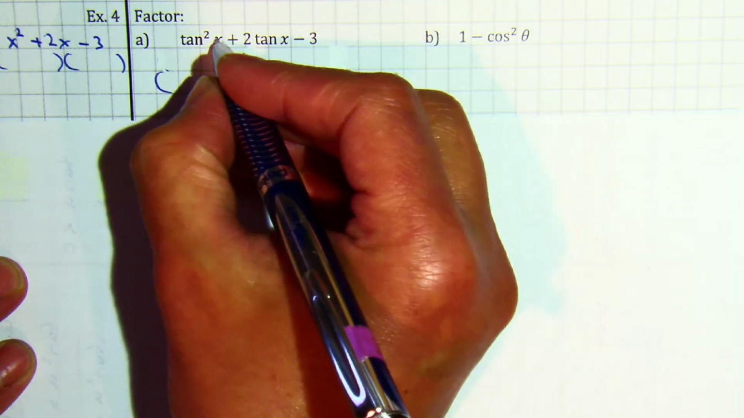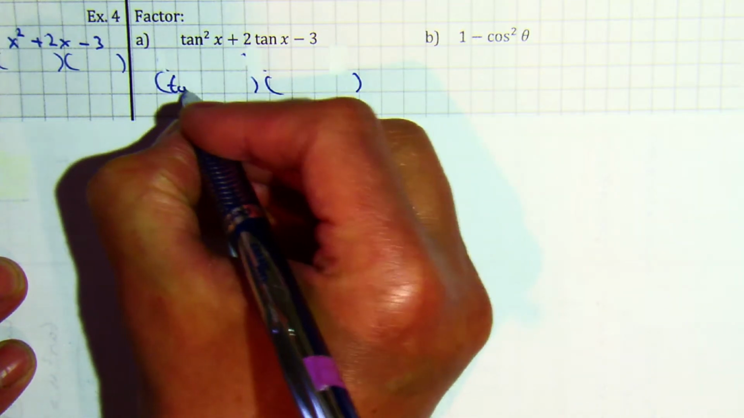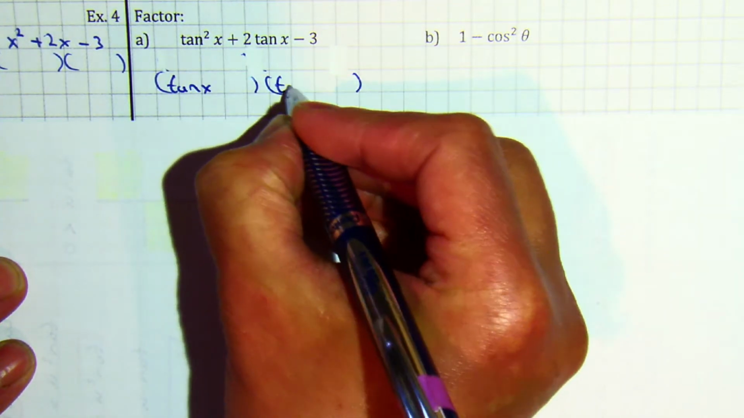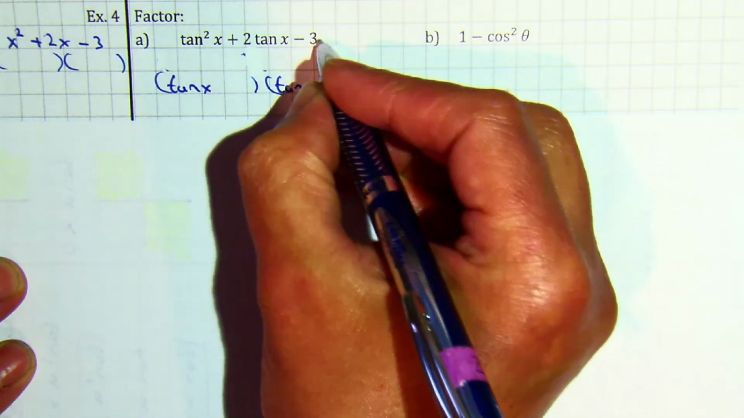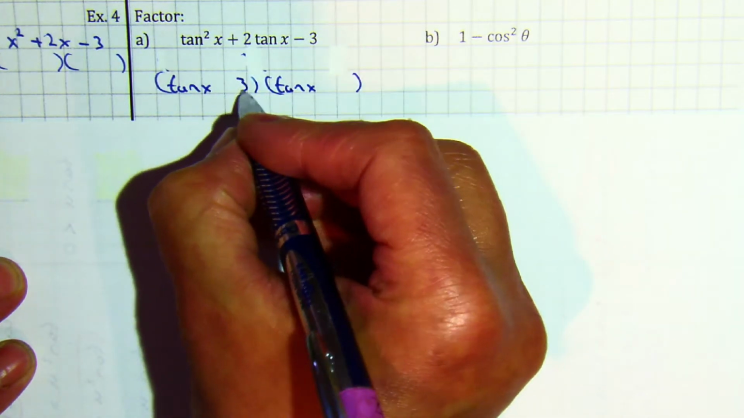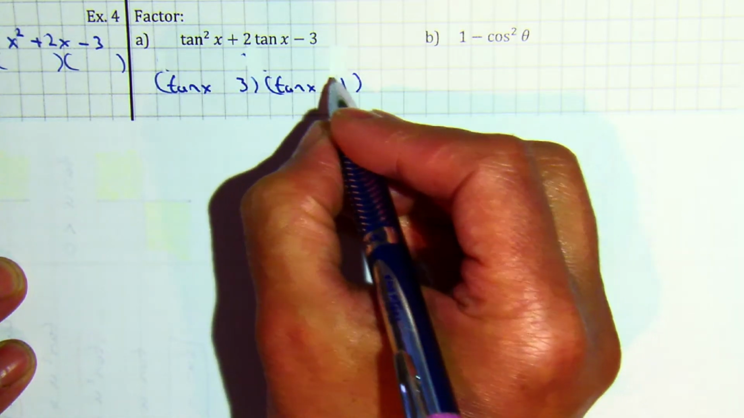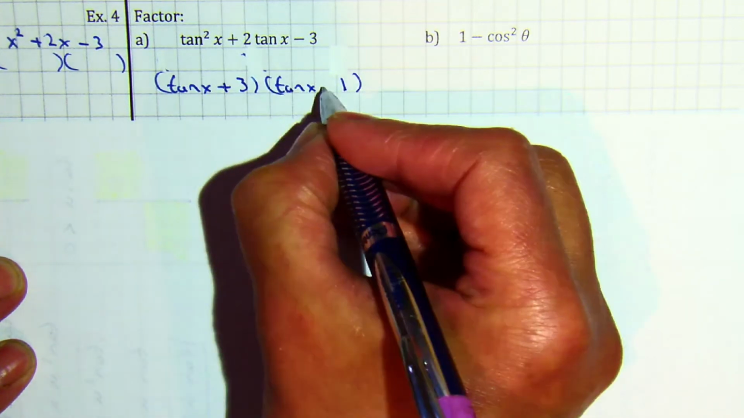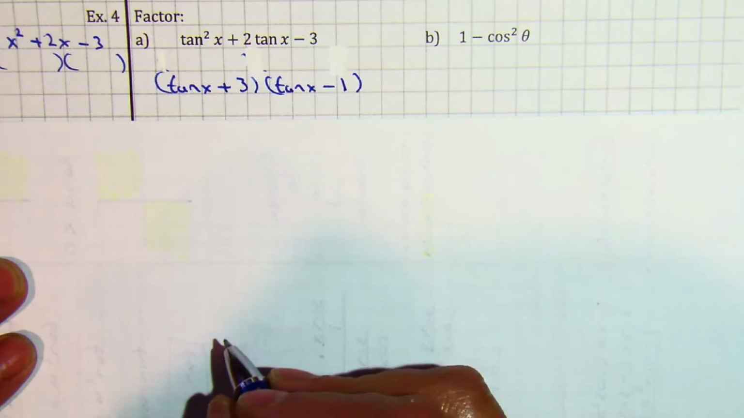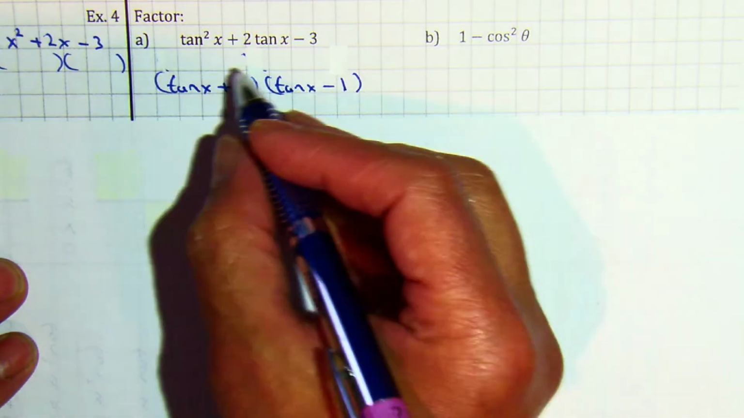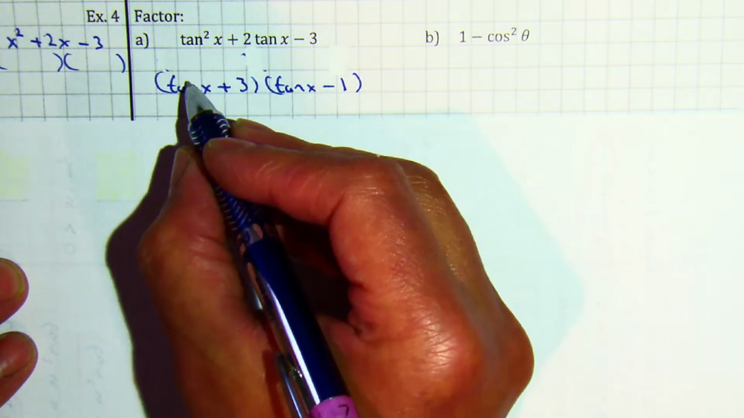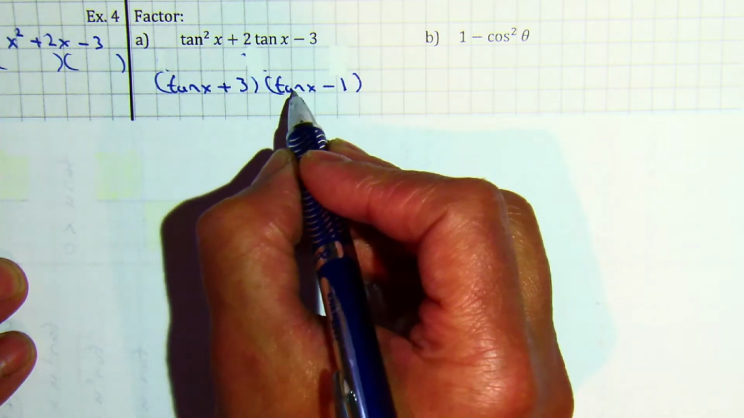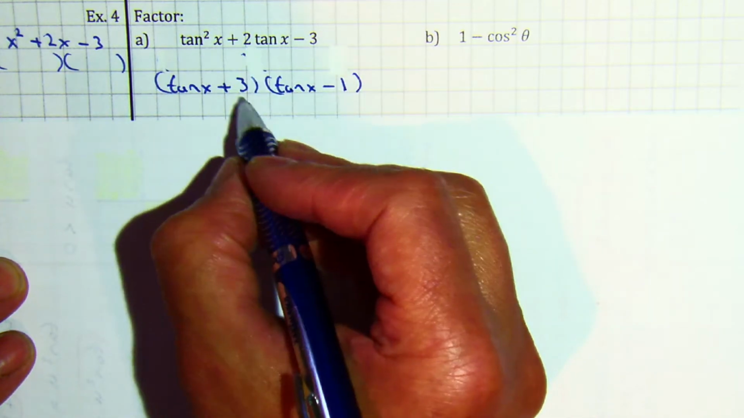Factors of tangent square of x will be tangent of x and tangent of x. Factors of 3 will be 3 and 1. One positive, one negative, so this will be positive, and that should be negative. And that works, right? Because we end up with tangent square of x. Negative 1 and positive 3 will give me the positive 2 that I need, and then minus 3.